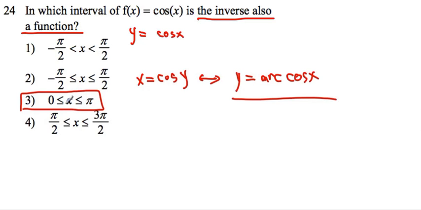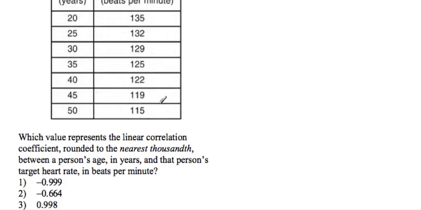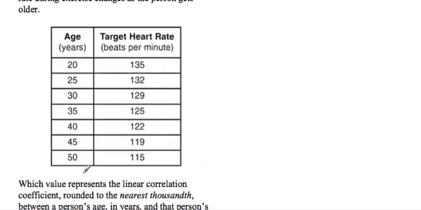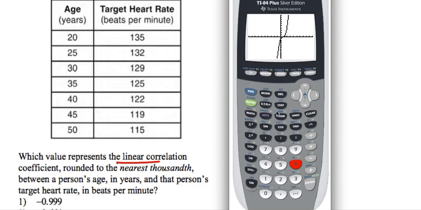Now, next question. Number 25. As shown in the table below, a person's target heart rate during exercise changes as the person gets older. So this is basically what's happening. Which value represents the linear correlation coefficient? Now, in order for us to get the linear correlation coefficient, we just have to put that into our calculator first.